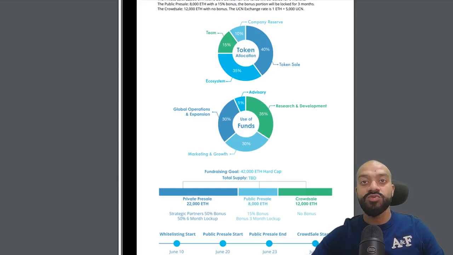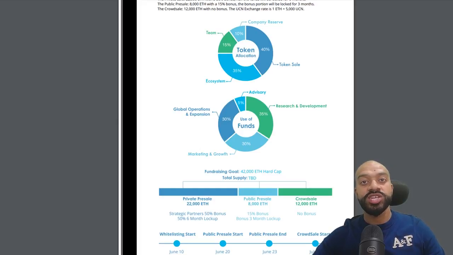Now, the private sale will look to raise around 22,000 Ethereum with 50% bonus, and half the funds will be locked for 6 months. The public pre-sale will look to raise around 8,000 Ethereum with a 15% bonus, and the bonus portion will be locked for 3 months. And then the crowd sale is looking to raise 12,000 Ether with no bonus.